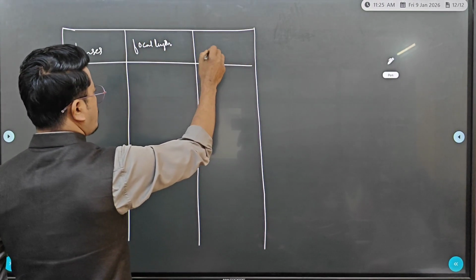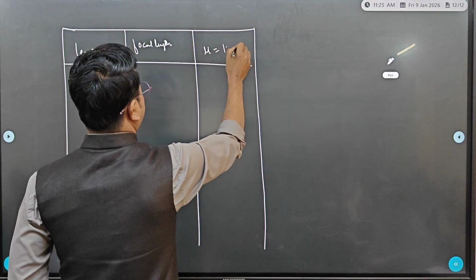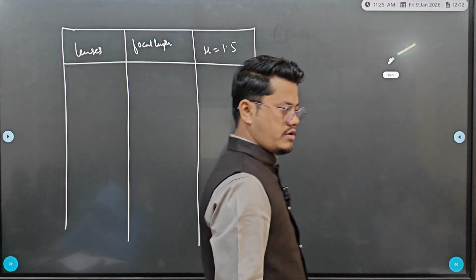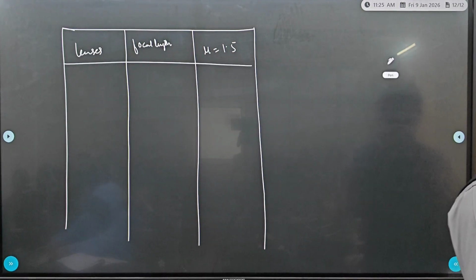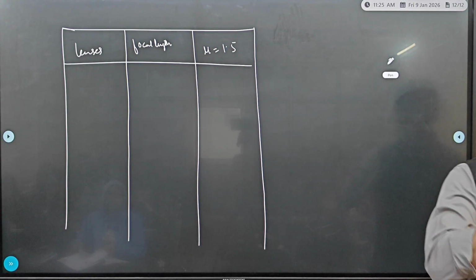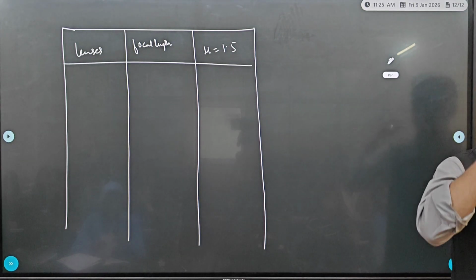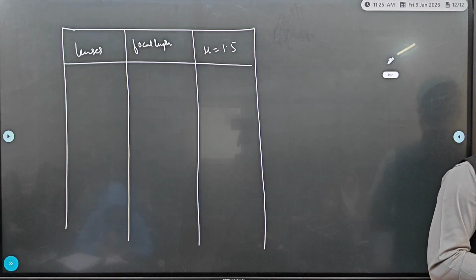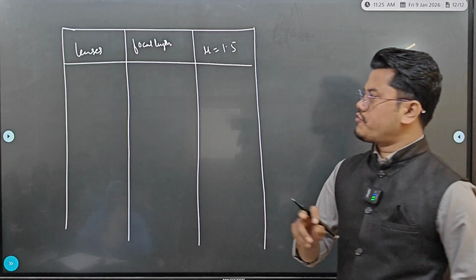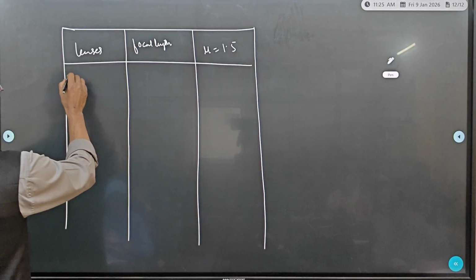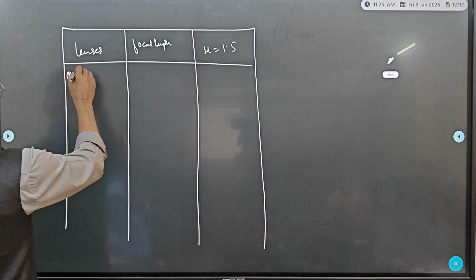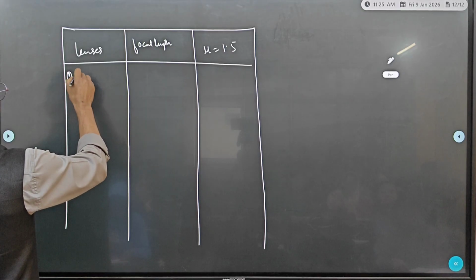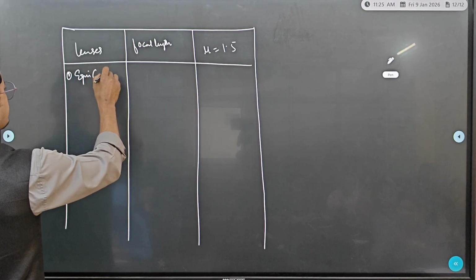We'll be calculating one more term where μ is 1.5. What will happen if the refractive index has a value 1.5? In this case, what will happen to the focal length? Let's try to understand that. So first, in case of lens, let me calculate here for equiconvex.